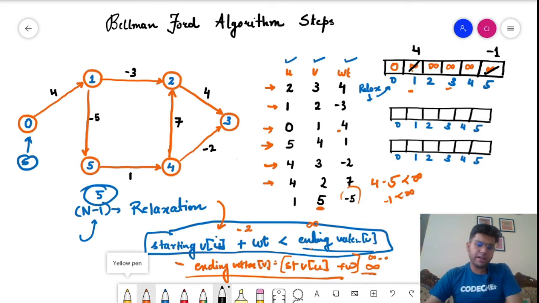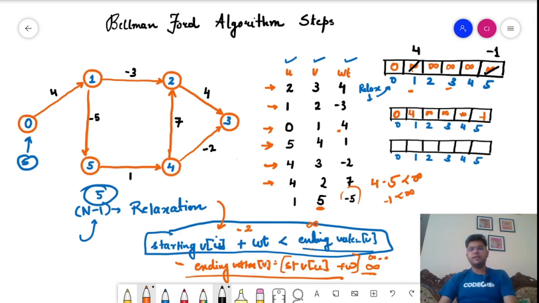Let's proceed with the relaxation 2 now. So now what values do we have? We have 0 for this, so let's make it a different color. We have 0 for this, we have 4 for this, we have infinite, infinite, infinite, and minus 1 for it, right? Now let us start with the relaxation again.